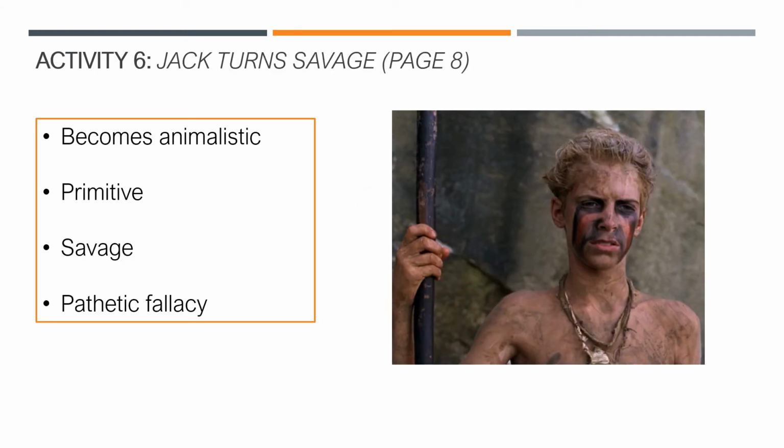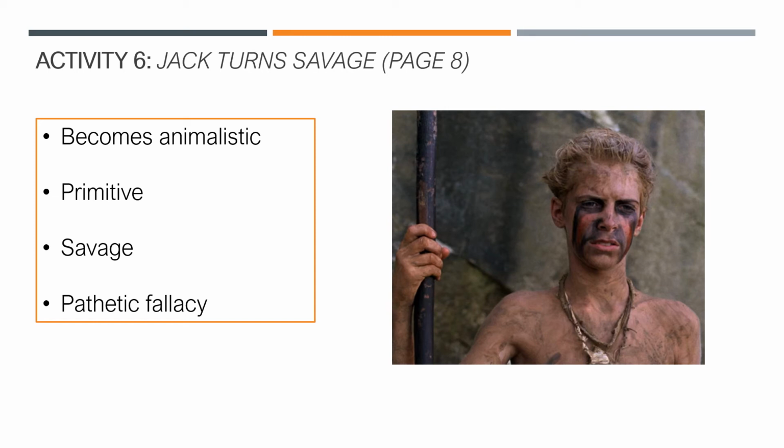Next is activity 6, and you'll find that on page 8 of your booklet. What I would like you to do here is read through this extract of Jack, which appears later on in the novel, and it details Jack turning savage. So I'll let you read this through by yourself. However, I'll summarise it for you now.